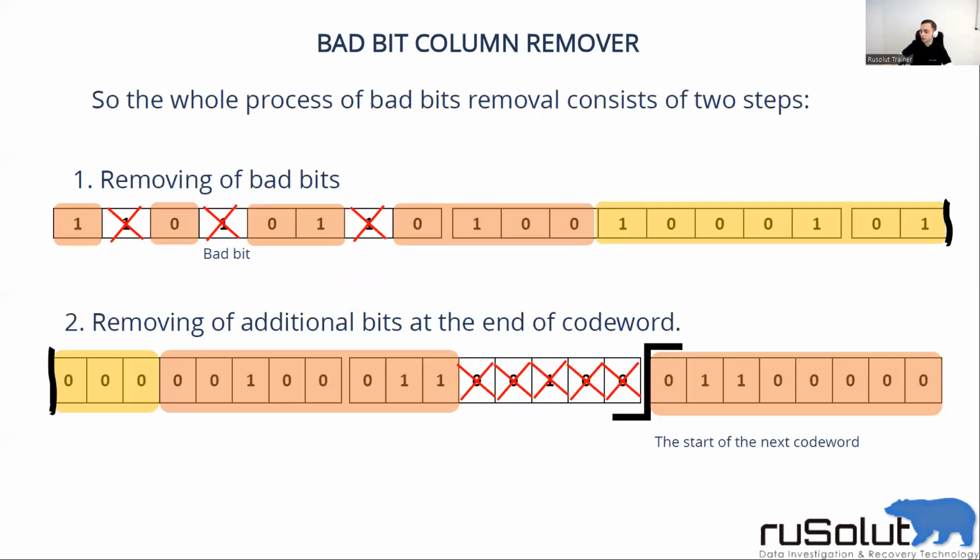So to conclude the bad bit theme, I would like to say that the whole process of bad bit removal contains 2 steps: removing of standard bad bits from the data chunks, and then bad bits removal from the end of the code word to make all our code words within the page similar.